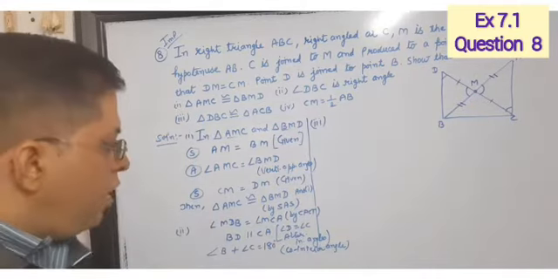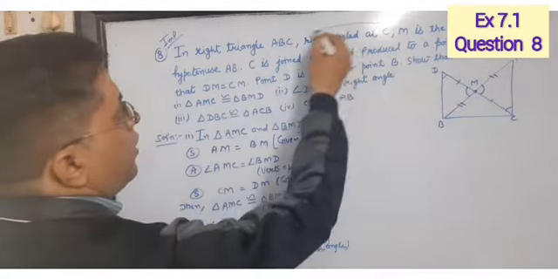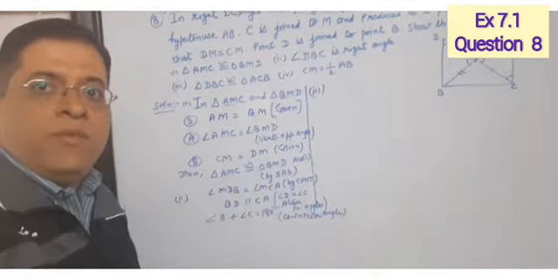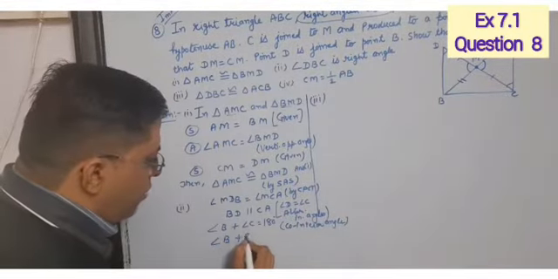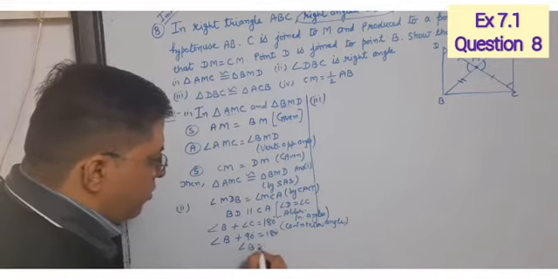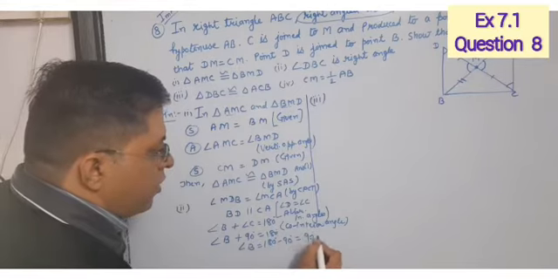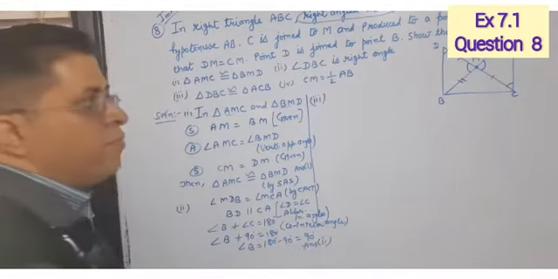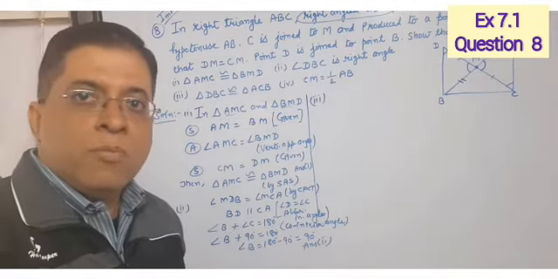This we have already been given: angle C is 90 degrees, right angle at C. If angle C is 90, then what will be angle B? Angle B should be 90 degrees. Angle B is equal to 180 degrees minus 90 degrees. This is 90 degrees. This is your answer number 2. Okay, then come to the third part.